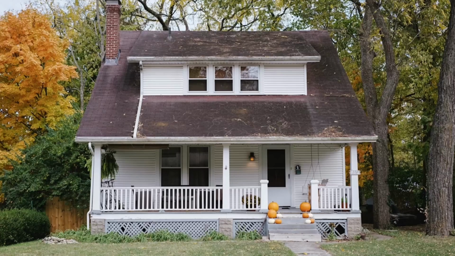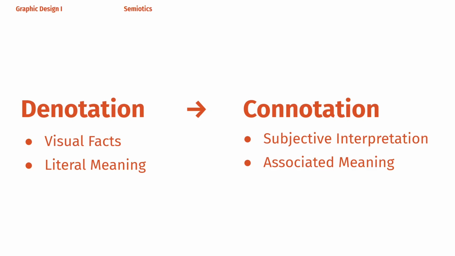And this gets into another thing that's worth talking about with semiotics, which is denotation versus connotation. The denotation of something is the visual facts or the literal meaning of the thing. In the example of the traffic light, this is that shape with three lights. In the example of the house, this is the four walls with the ceiling and the windows and the roof and the door.